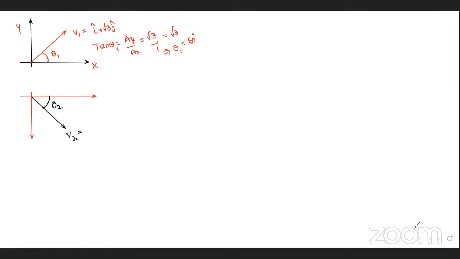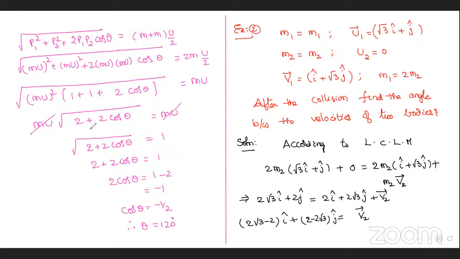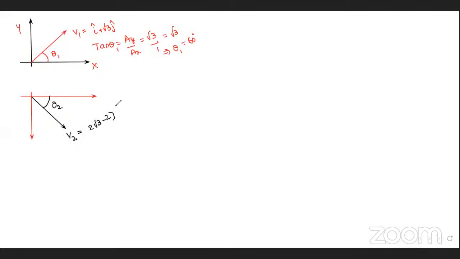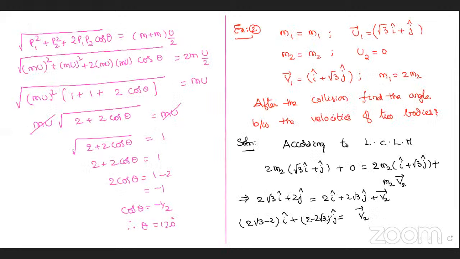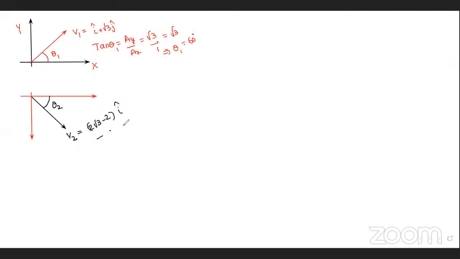And this one we got as (2√3 minus 2) I cap. Better I write by taking minus common here: if I take minus common, 2√3 minus 2, I will get again J cap. Both are equal, x component equals y component. Then what will be the angle here? Directly you can say. Yes, total 105, correct. Here tan theta 2, that is Ay by Ax, minus of (2√3 minus 2) by (2√3 minus 2), that is equal to minus 1.